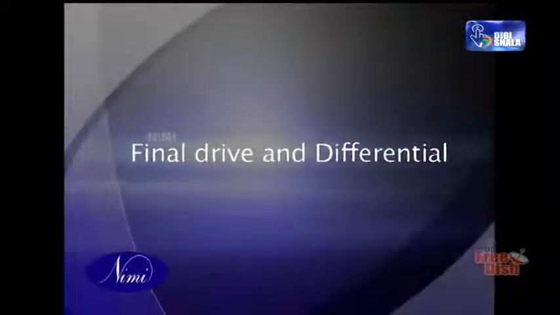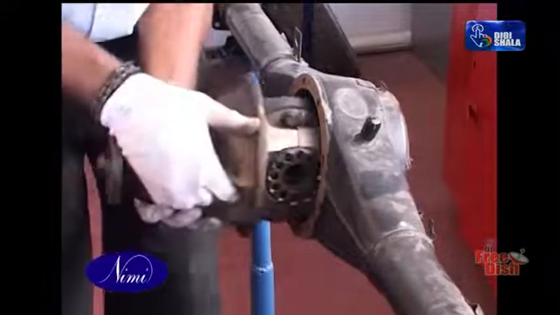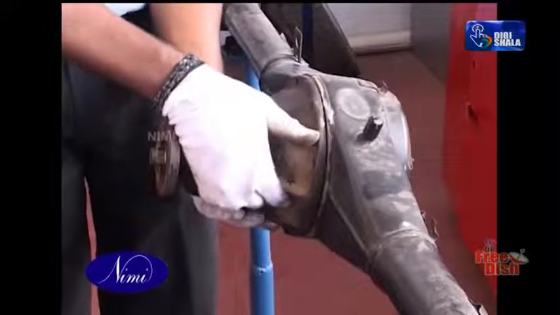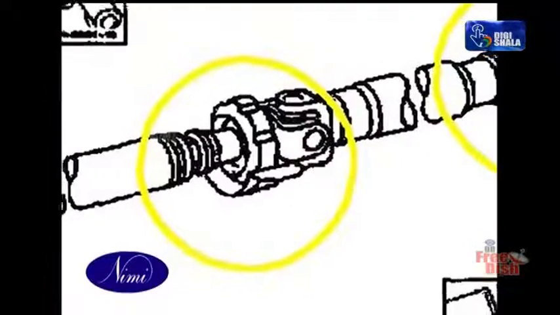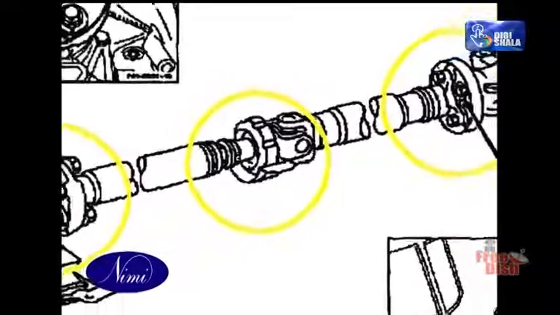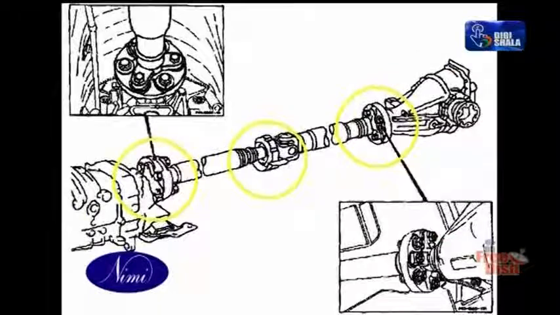Final drive and differential. A conventional transmission has a tubular rear axle to support the weight of the rear of the car. This axle contains the final drive gears, differential and axle shafts. The final drive gear brings down the speed to suit the road wheels and redirects the line of drive.